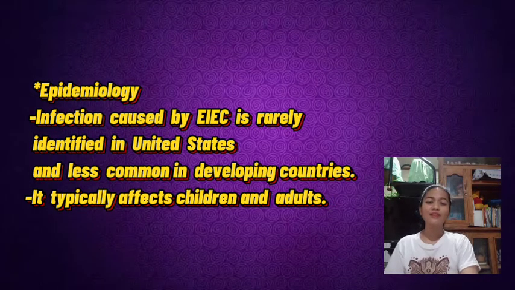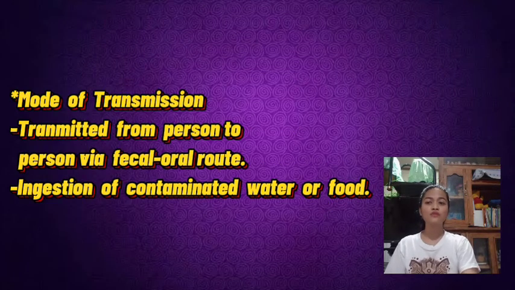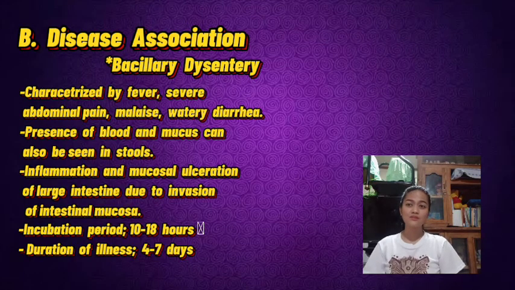Children and adults are at risk with this strain of E. coli. Its mode of transmission is person to person via the fecal-oral route, and also ingestion of contaminated water and food. Since this type of strain can invade the intestinal mucosa, this leads to watery diarrhea. Its symptoms can be fever, severe abdominal cramps, malaise, and frequent defecation of watery stool.